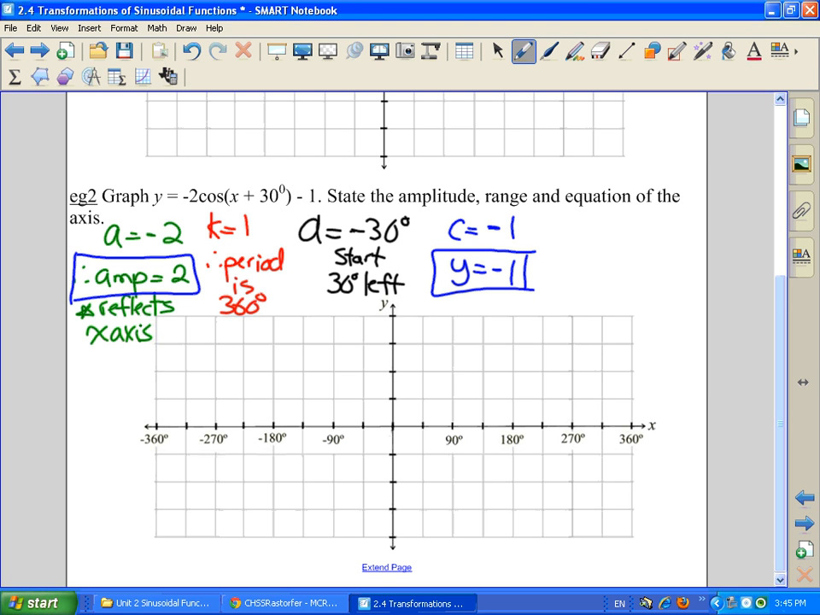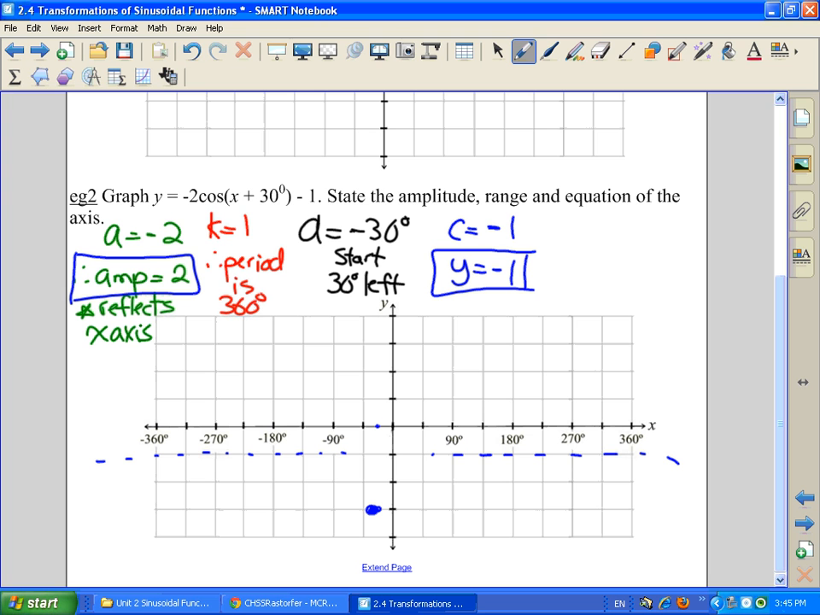Okay, so I always like to draw in my axis tentatively. Where does it say we need to start? Our starting point is at 30 degrees left. So around here. And normally we would start at our maximum, but because it reflects the x-axis, we're going to start at our minimum. Okay, and our minimum is down here. So this is where my starting point is going to be, right here.